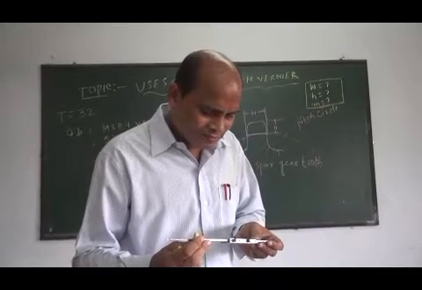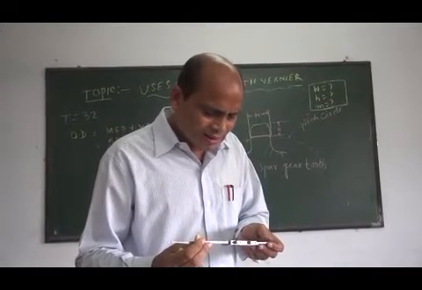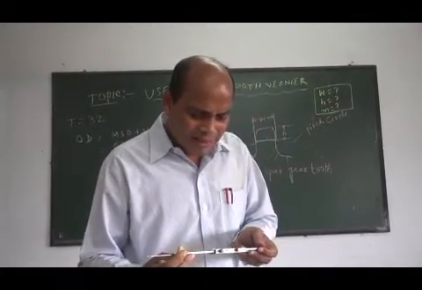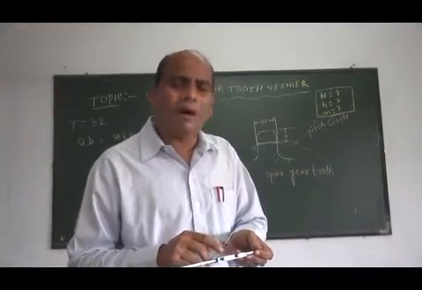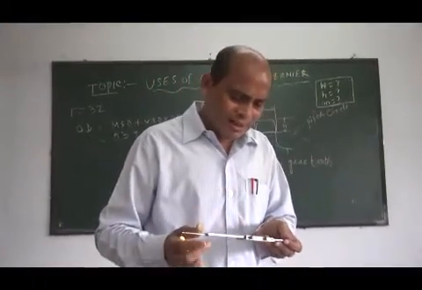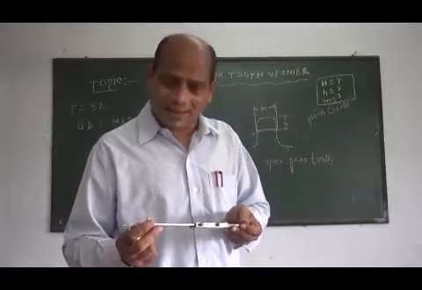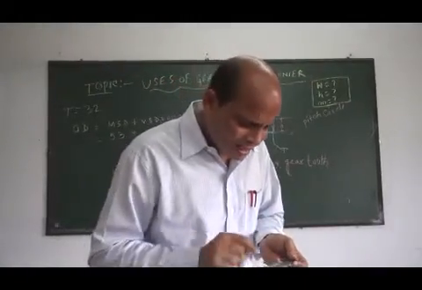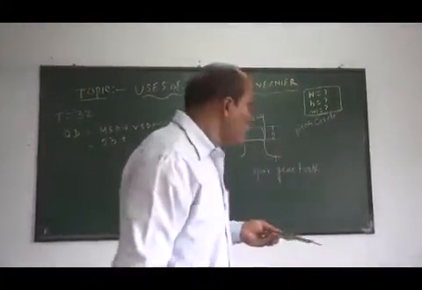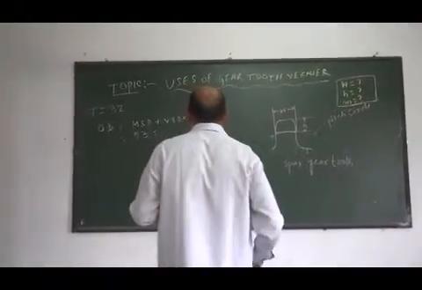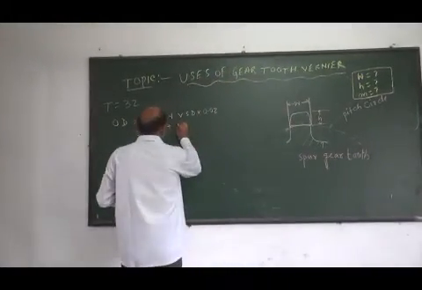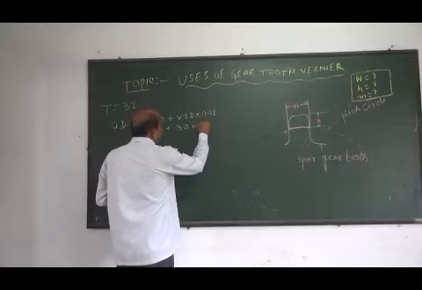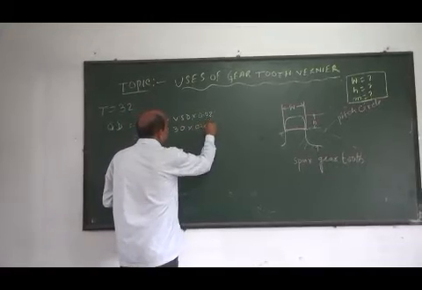I see that 30 division of vernier scale meet with main scale. So we write here vernier scale axial division 30 and marginal constant 0.02.